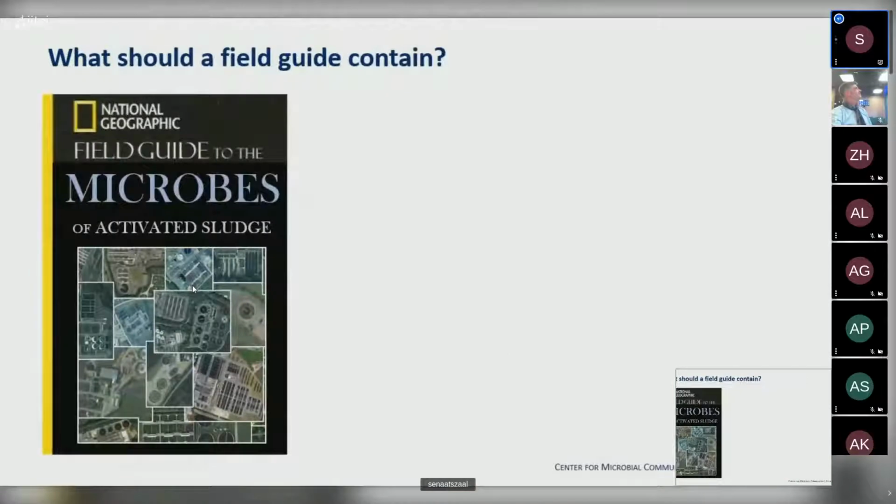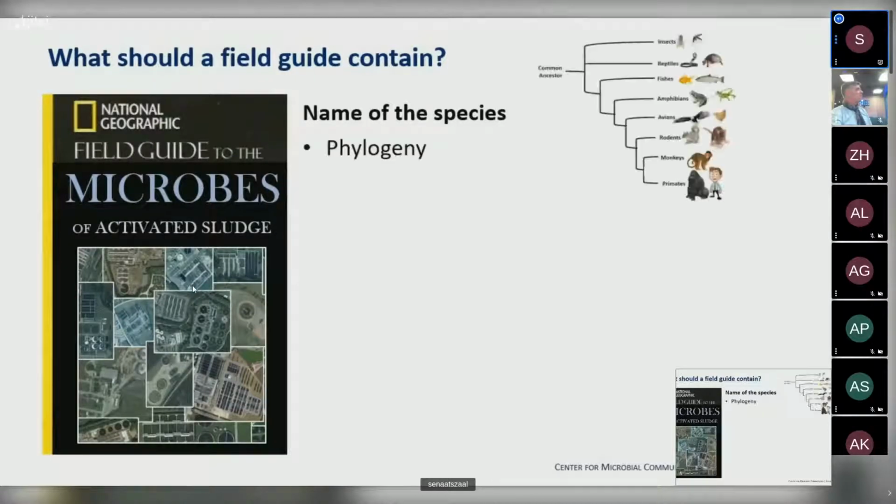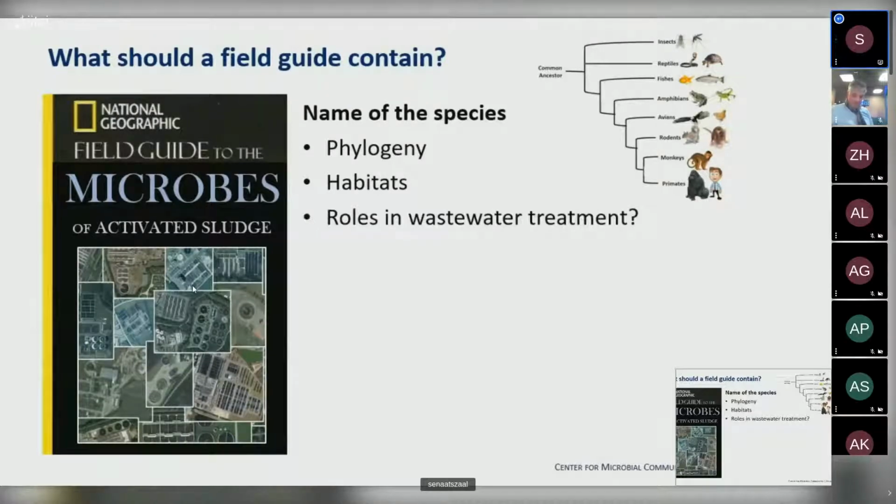What should a field guide contain? First of all, it's important we have some kind of reference for the species, and that would be the names or the taxonomy. Next, we want to learn something about the phylogeny. How are the different species evolutionarily related, and with whom do they share functional traits? We also want to learn something about the habitats. Do they only occur in wastewater treatment systems, or are they also found in other habitats? What are their roles in the wastewater treatment?